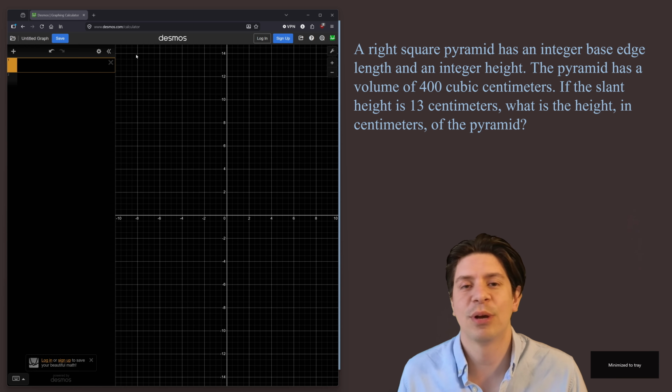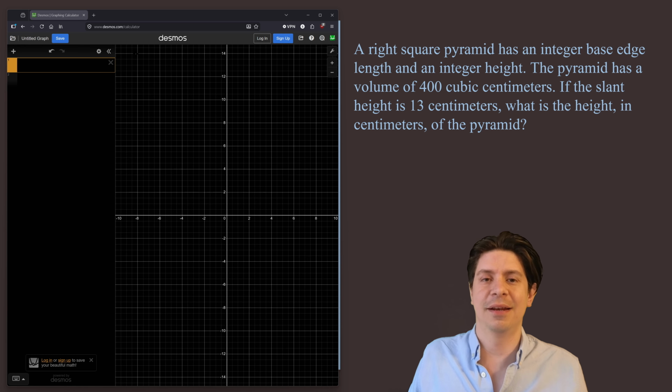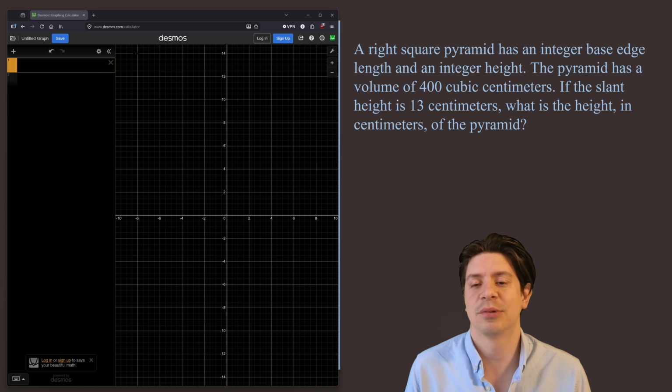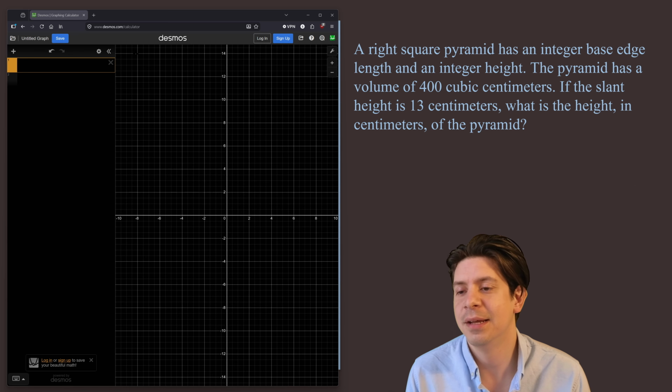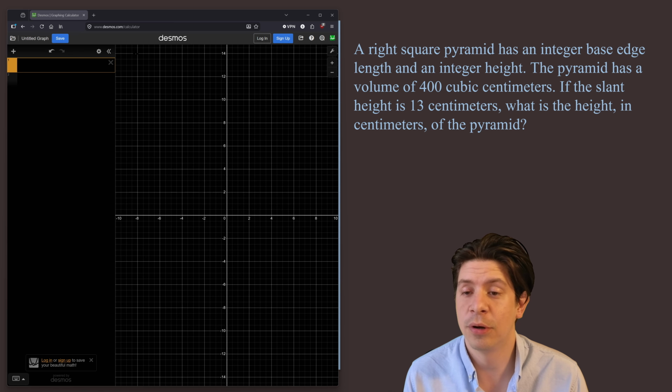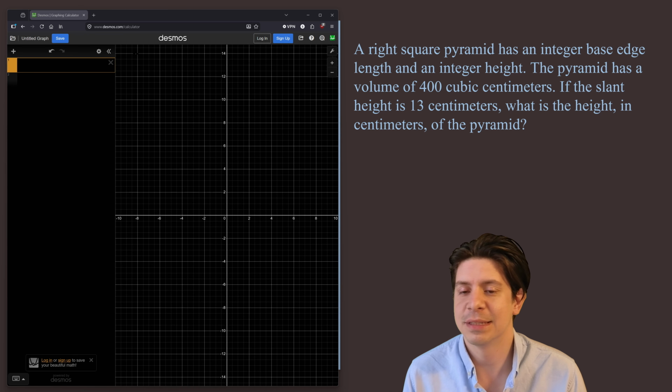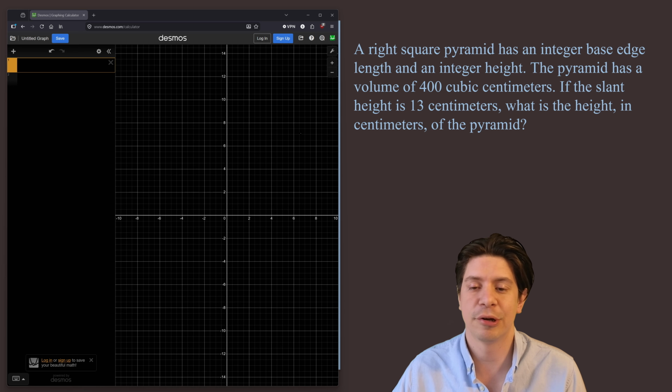I'm going to do this question with very little math and a lot of Desmos. Just watch. A right square pyramid has an integer base edge length and an integer height. The pyramid has a volume of 400 cubic centimeters. If the slant height is 13 centimeters, what is the height in centimeters of the pyramid?